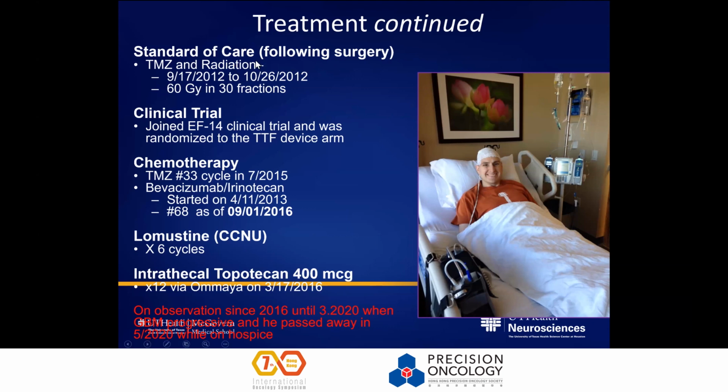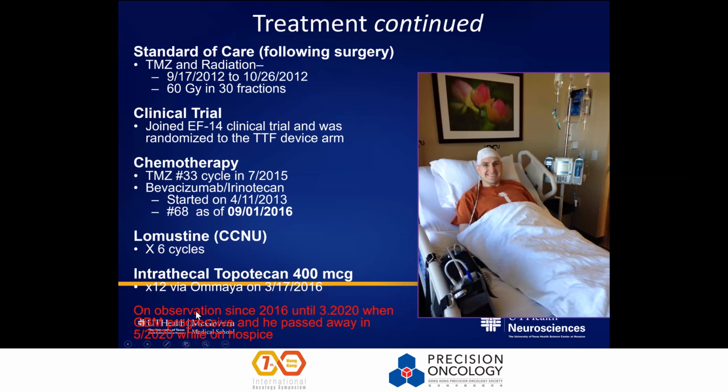Because they know nothing about TTF. So he continued the treatment. As you can see, the standard of care was chemoradiation and then the EF14 clinical trial, where he was randomized to the TTF arm. For chemo, he got temozolomide for 33 cycles as of 2015. He also got bevacizumab and the TCAN. He also got CCNU because he had tumor progression, even on intrathecal chemotherapy with topotecan.